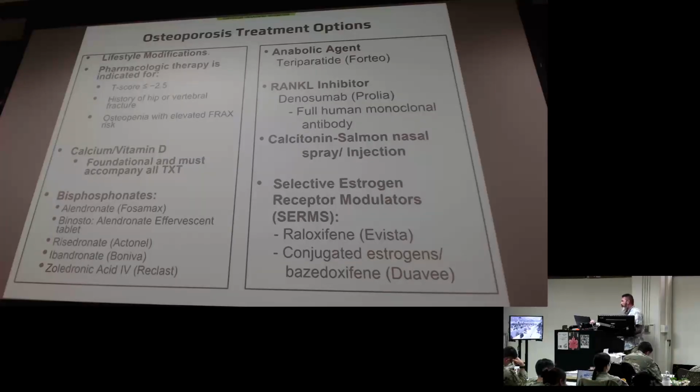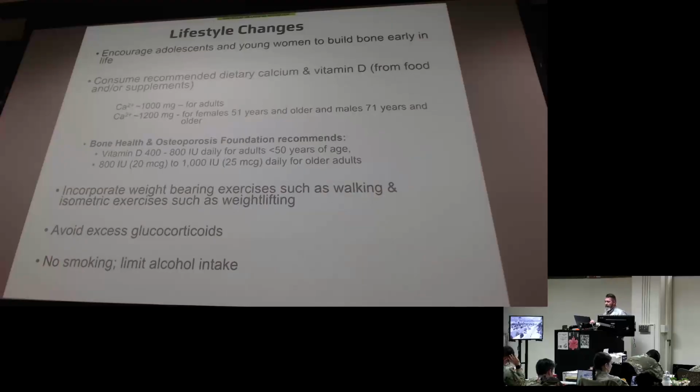Don't forget about your foundational calcium and vitamin D before you initiate anything pharmacological for osteoporosis, and make sure that you understand lifestyle modifications are going to go right along with your medications. So lifestyle changes. Encourage adolescents and young women to build bone early in life, to start with a good foundation, right? Before the estrogen goes away in menopause.